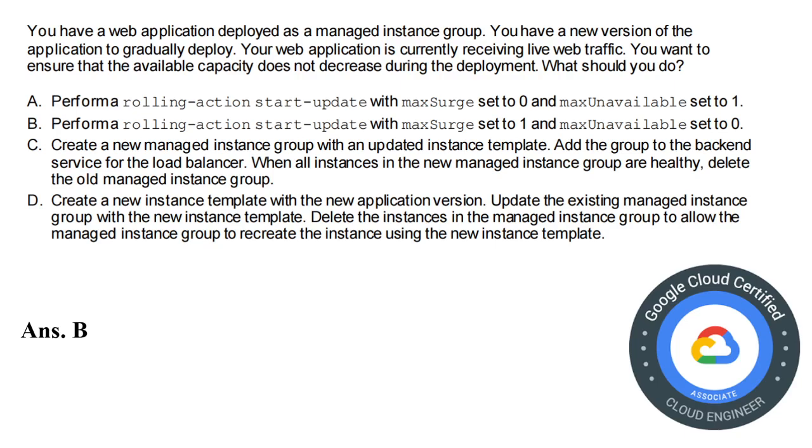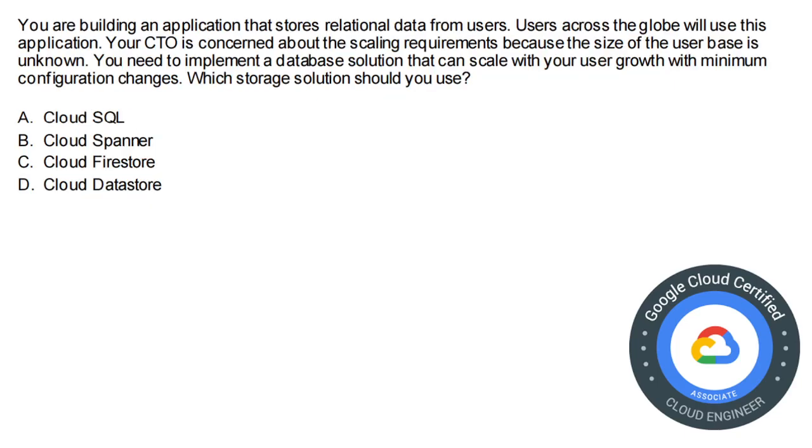So at any time your max unavailable value should be set to 0 and max surge should be 1. Moving on to the next question, you are building an application that stores relational data from users. Users across the globe will use the application. Your CTO is concerned about scaling requirements because the size of the base is unknown. You need to implement a database solution that can scale with your user growth with minimum configuration changes. Which storage solution would you use? So it is a very easy question. In this case, you will use Cloud Spanner.